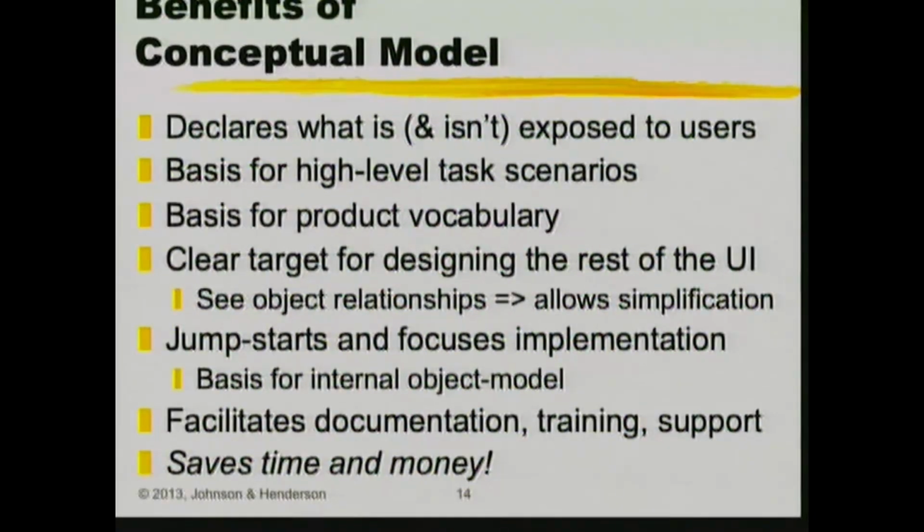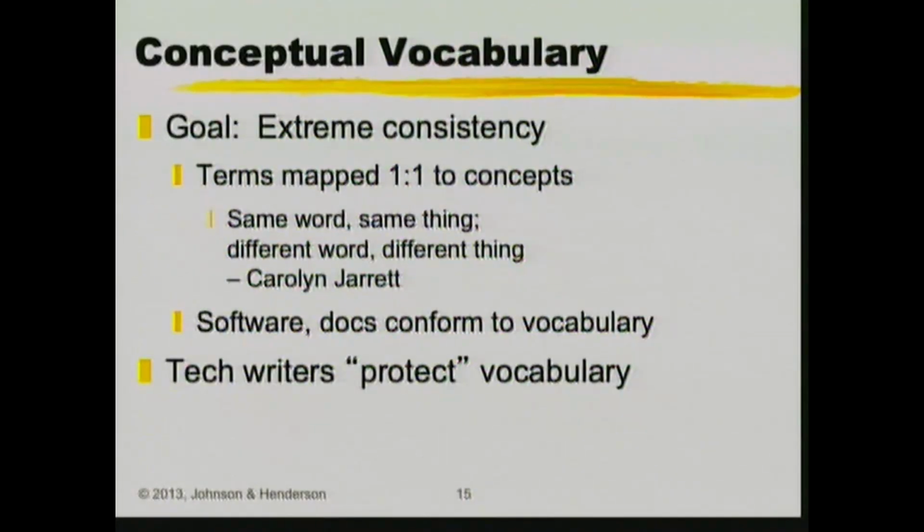Okay, so I mentioned a whole bunch of things, and I'm going to go back and talk about a few of them in more detail now, and then I'm going to hand it off to Austin. Conceptual vocabulary, I mentioned that one. That's one of the benefits of doing a conceptual model. When you are designing an application, one of your goals is to have terms mapped one-to-one onto concepts. How many of you have seen an application in which one concept had one name on one part of the application and a different name in a different part of the application?